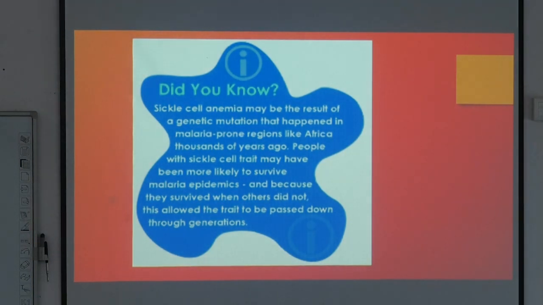And another, last of the lot: sickle cell anemia may be the result of a genetic mutation, a historical fact that happened in malaria-prone regions like Africa thousands of years ago. People with sickle cell trait may have been more likely to survive the malaria epidemic, and they survived when others did not. This is a historical fact that people with sickle cell trait are more resistant against malaria epidemic. So they survived through generations, having a trait for hemoglobin S, but others, the normal hemoglobin A carriers, didn't survive.